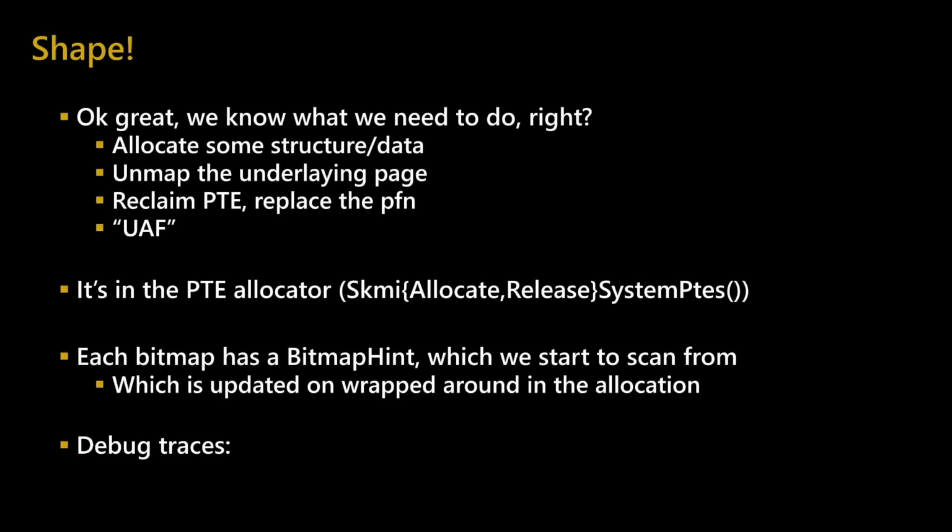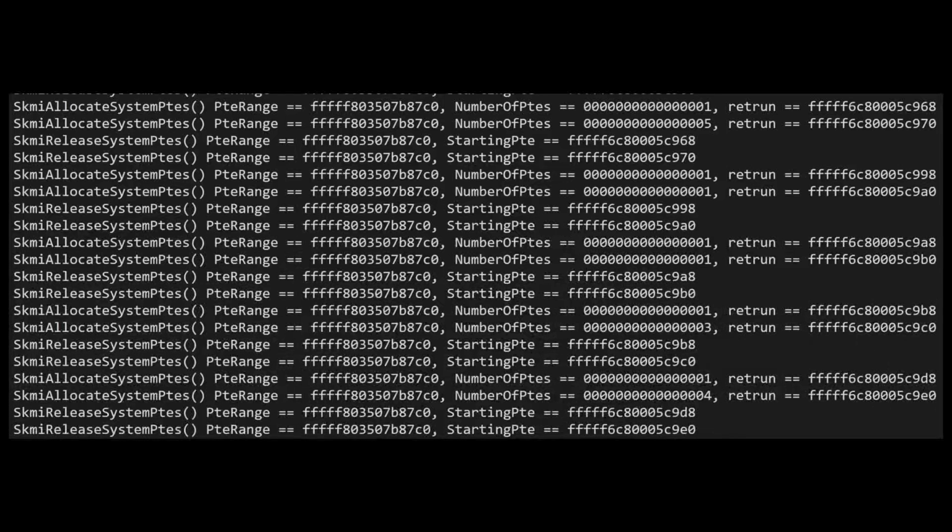This happens to be very, very simple. There are 2 functions, the allocation function and the free function. And the allocation function simply checks the bitmap hint value from the relevant PTE range, and uses this value as the first index to scan from in the PTE's bitmap, and just looks for a sequence of enough zeros. Note that this bitmap hint value wraps around only when the allocation function reaches the end of the PTE range. And you can see this in those debug traces. You can see that all of the allocations are continuous, independent of all of the frees in the middle.